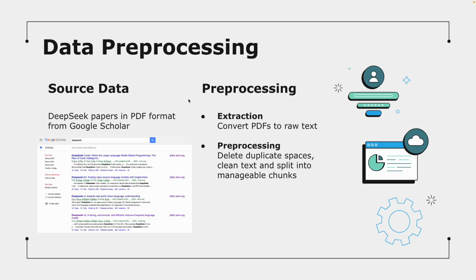The first part is about the data processing. I searched for the DeepSeek papers on Google Scholar and downloaded the PDFs. Then I used some Python packages to extract the PDF to raw text. Then I used several functions I wrote myself to delete duplicate spaces, clean the text, and split it into manageable chunks. Here I chose 500 as my chunk's max length.